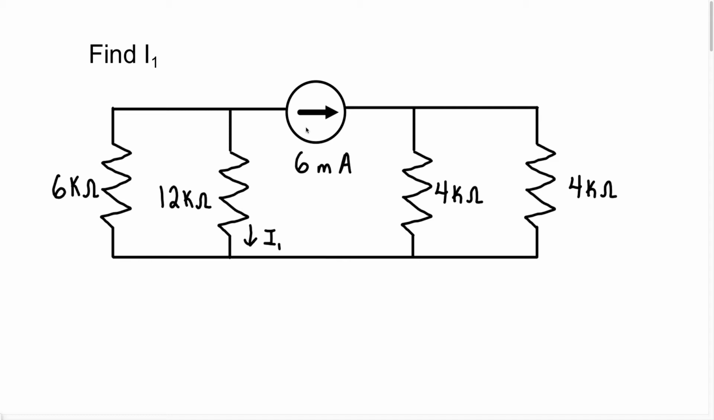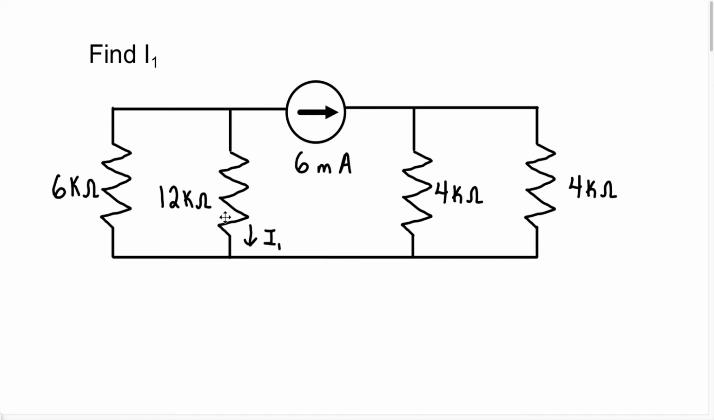Now in this video, we're going to find the current I1 by using the node voltage method. Alright, let's begin. So where's I1? We know I1 is going to be the current through this 12K resistor here, right? So let's begin to solve for this.